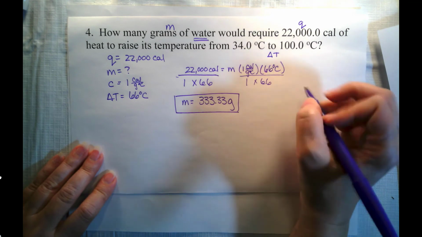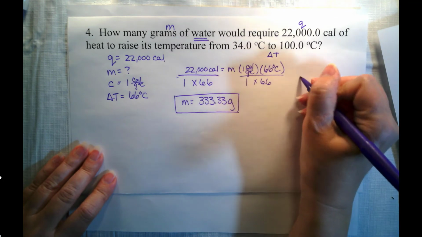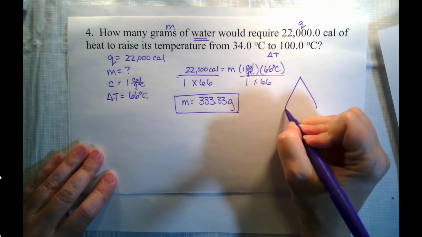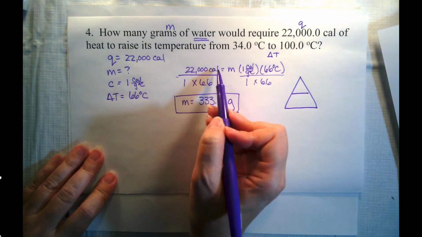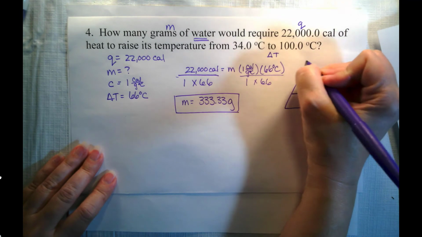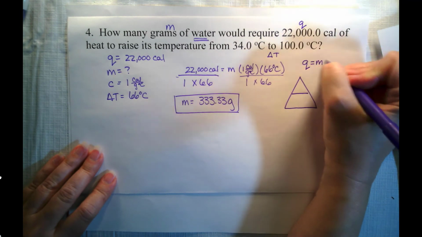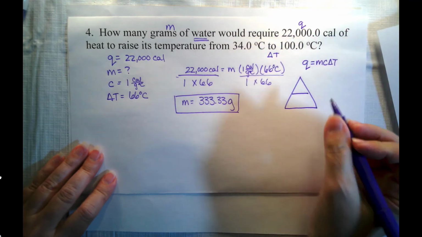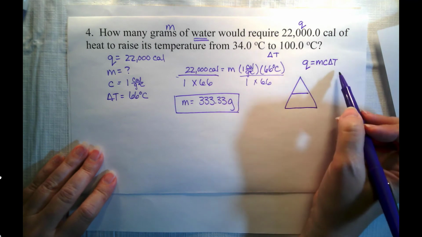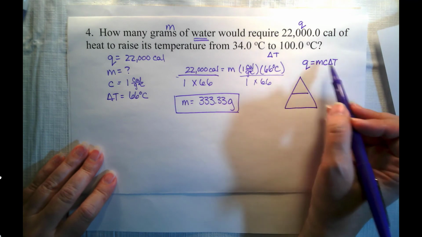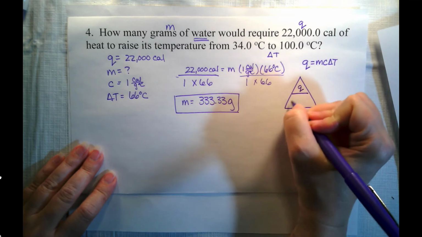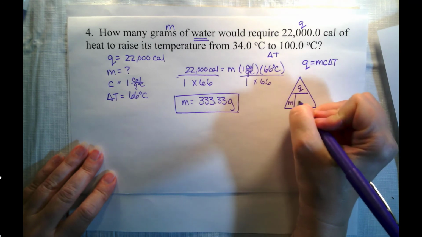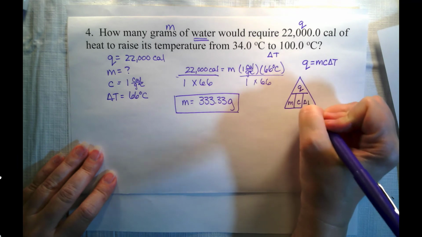There is something that you can use for these problems. You can use a triangle. And with this triangle, it can help you solve things. So, sorry, I'll draw it up here, Q equals MC delta T. So we've got a total of 4 variables we're looking at. Q is on one side, MC delta T on the other. So I'm going to write Q up here, and then I'm going to put MC delta T.